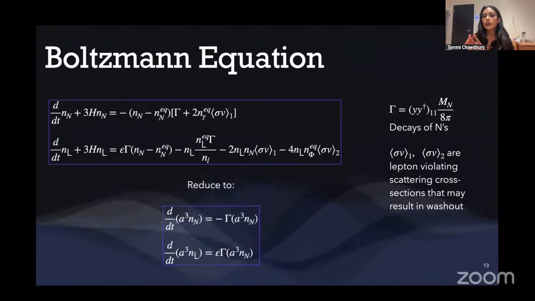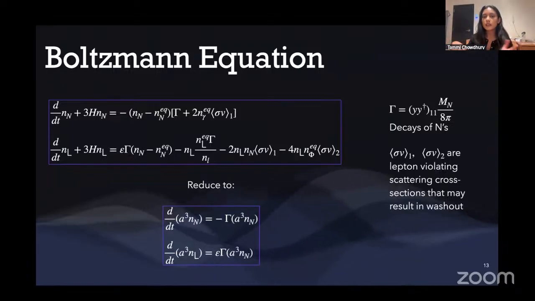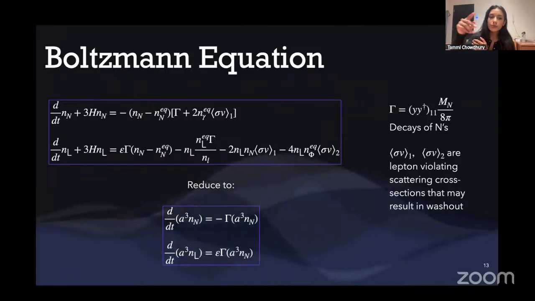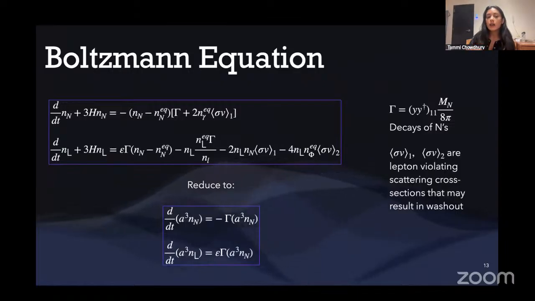mainly due to the fact that our reheating temperature is so much smaller than the mass of our right-handed neutrino. And so it doesn't thermalize and wash out in the way that thermal leptogenesis usually has to be very vigilant of these washout processes. So really, these first two equations reduce down to the much easier two differential equations at the bottom there.